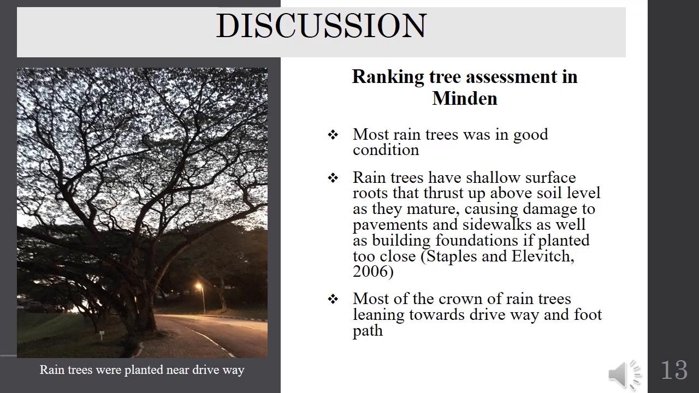Ranking tree assessment in Mindan, most rain trees were in good condition. Based on Staples and Elevitch, the rain trees have shallow surface roots that thrust up above soil level as they mature, causing damage to pavements and sidewalks as well as building foundations if planted too close. Most of the crowns of rain trees lean towards the driveway and footpath, which can cause tree fall during heavy rainfall and also strong wind.